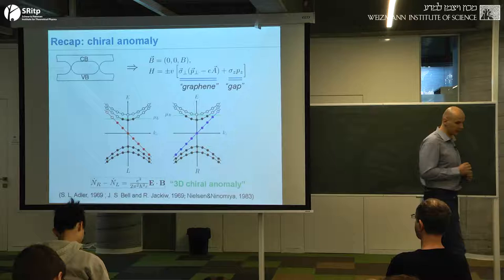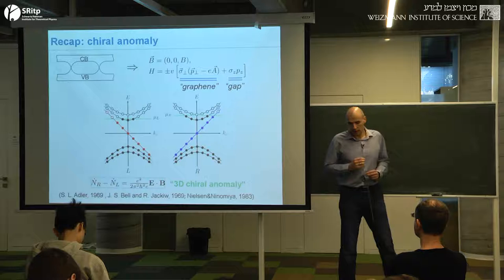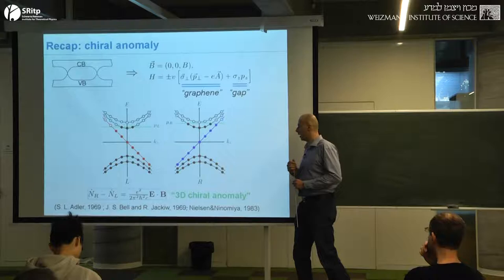So we talked about a couple of things related to these properties, about the chiral anomaly and the chiral magnetic effect. So what I would like to start with is to recap what they were and then relate them to physically observable properties of these materials. Okay, and then we'll switch to something else more related to hydrodynamics.